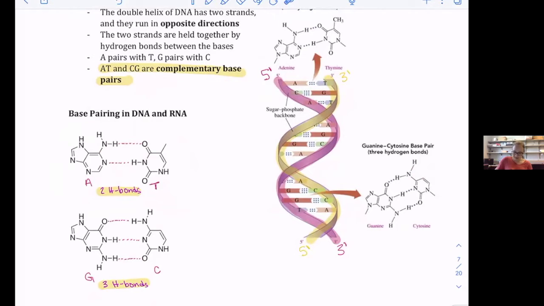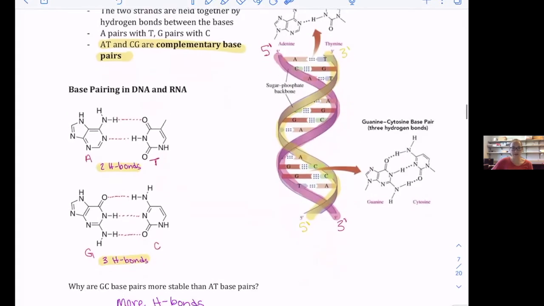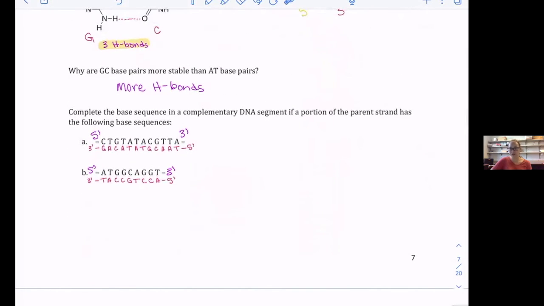And then G and C are going to be complementary base pairs because, again, they are perfectly lined up to have 3 hydrogen bonds, which is more preferred than 2. So that's the overall structure of the secondary structure of nucleic acids, or DNA in particular. So the main things to remember is that the two strands go in opposite directions, and they're held together by hydrogen bonding interactions. So let's do some examples of questions that you might have.